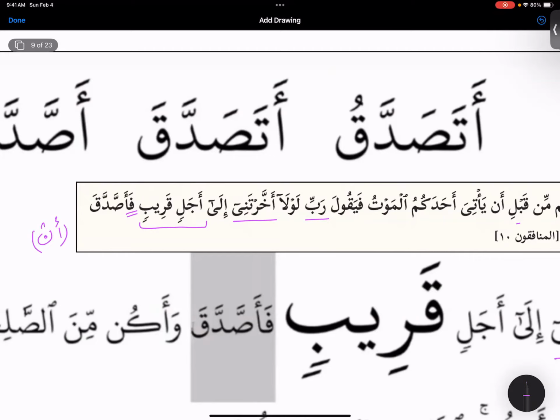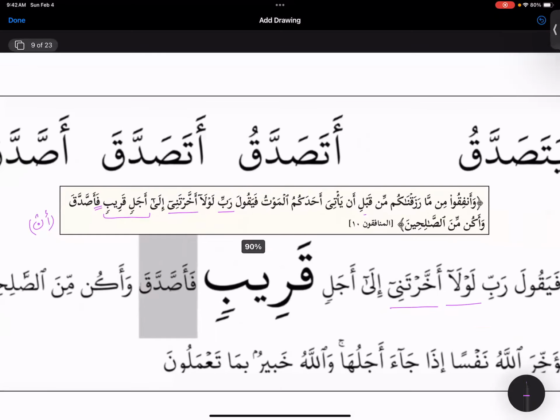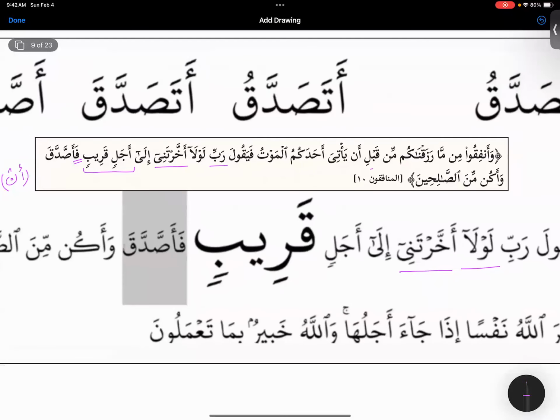So the very first thing, for these munafiq, giving charity was very hard on them, right? This is from Surat Munafiqun. So giving charity was very tough on their hearts. But now he is saying the very first thing that he will give charity, because now he knows the benefit of giving charity, right? So fa'aswaddaqa, and look over here, wa akun.